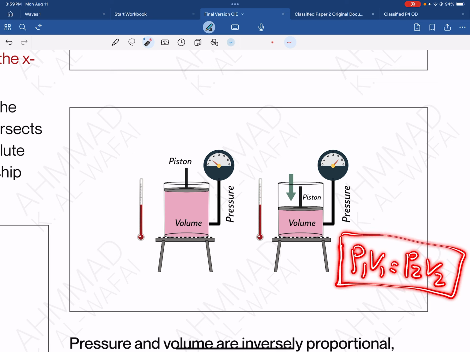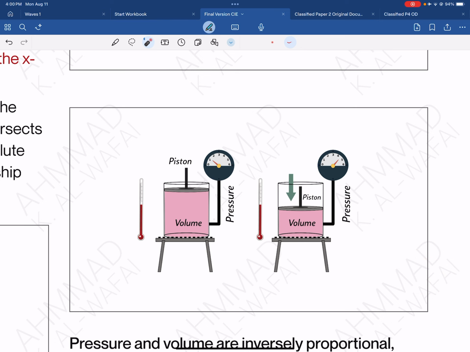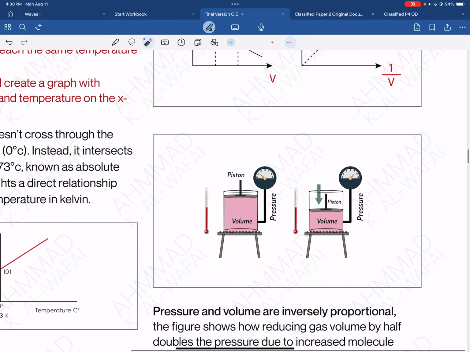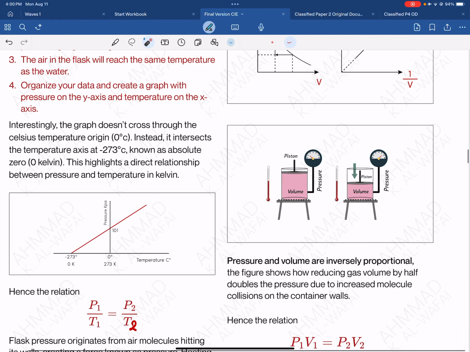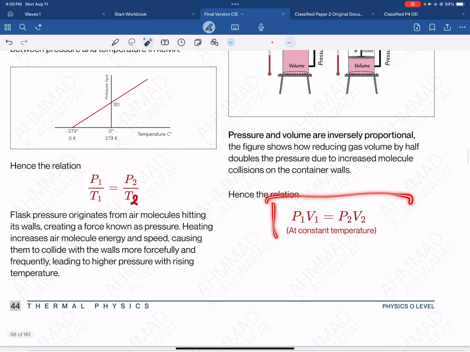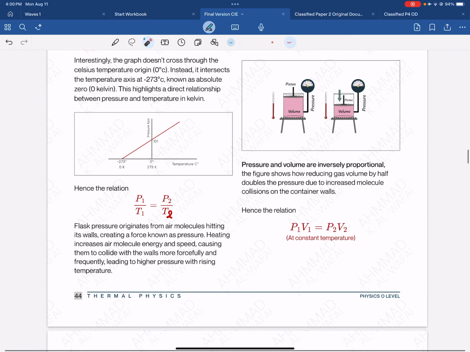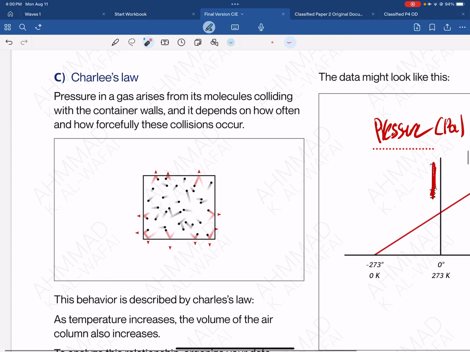This is on both Edexcel and Cambridge boards. You can use this to calculate. Now it's very simple. They will give you 3 knowns, and you'll have to calculate the 4th. We're going to go through the questions, but mainly you have to understand that pressure is inversely proportional to volume in Boyle's law. Now, the third law is Charles's law.